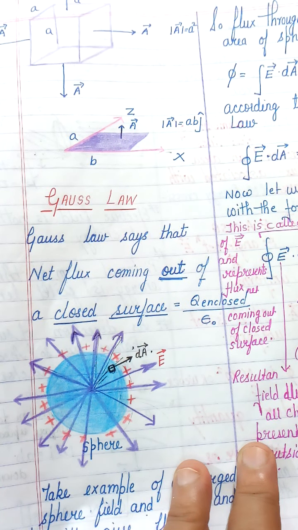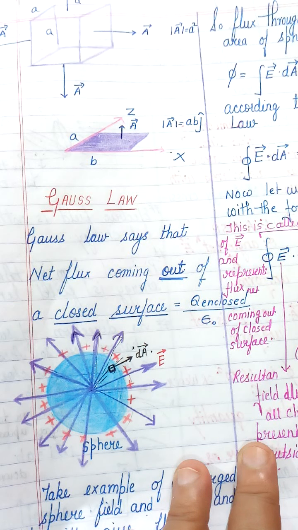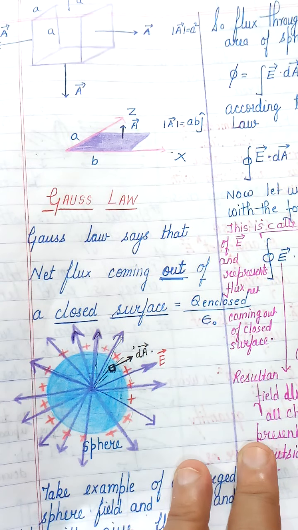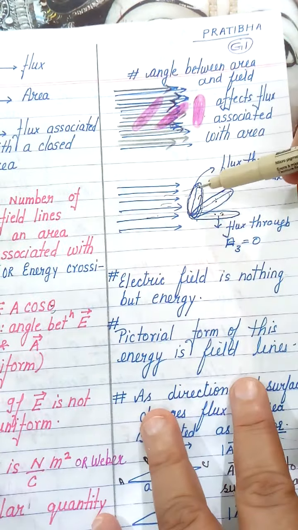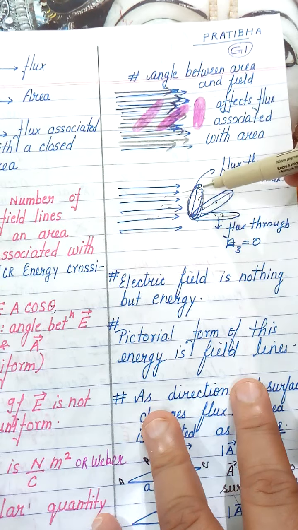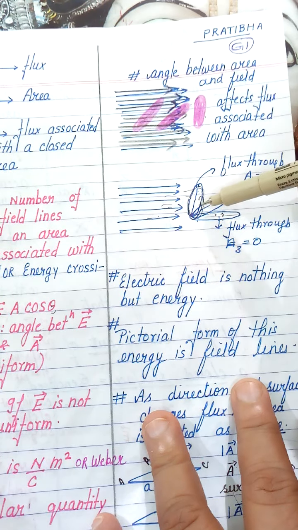Second, size of area. If area increases, the number of lines penetrating that area will increase, and orientation of that area with respect to electric field. If orientation changes, the number of lines penetrating that area also changes. Do you remember that if area is perpendicular to the field, then maximum number of lines passes.